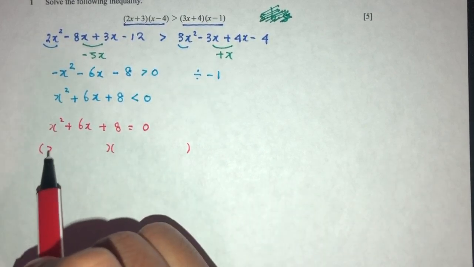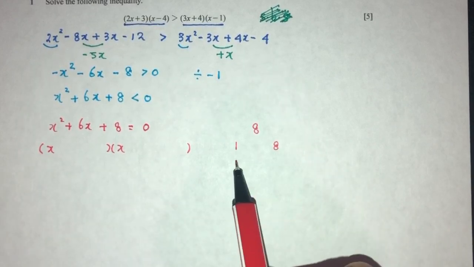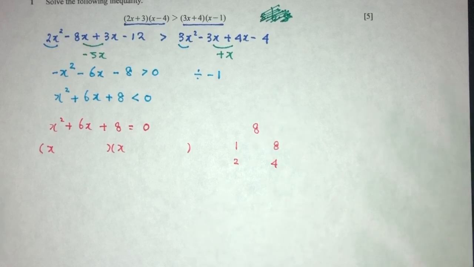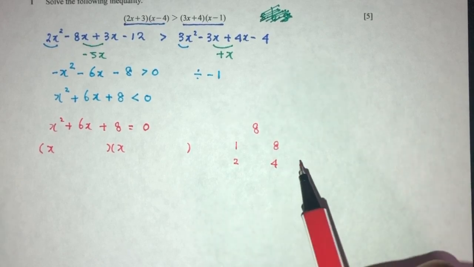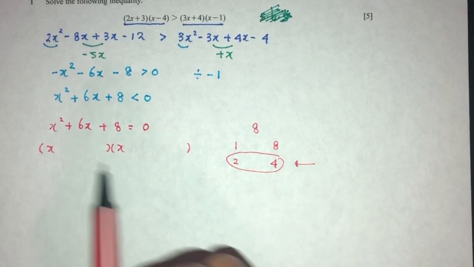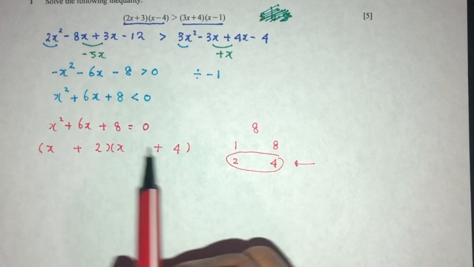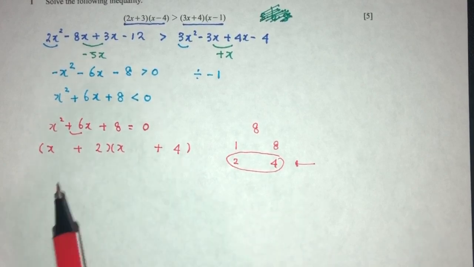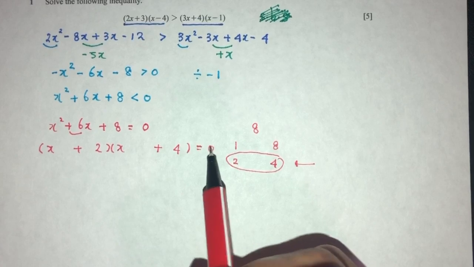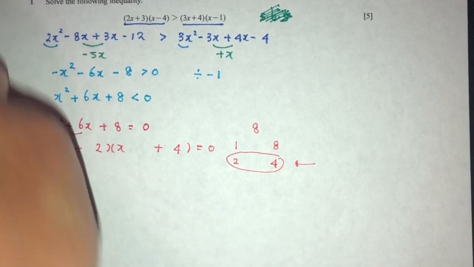X squared is x times x. Now 8 is 1 times 8, or 2 times 4. Now, which pair do you want to choose? You can try this one, right? Makes sense. Try this pair. 2 and 4, as you can see, plus 2 and plus 4 will give you plus 6, so we're good to go. This is the right factorization. Now again, if you guys don't know how to factorize, you can always use the formula.